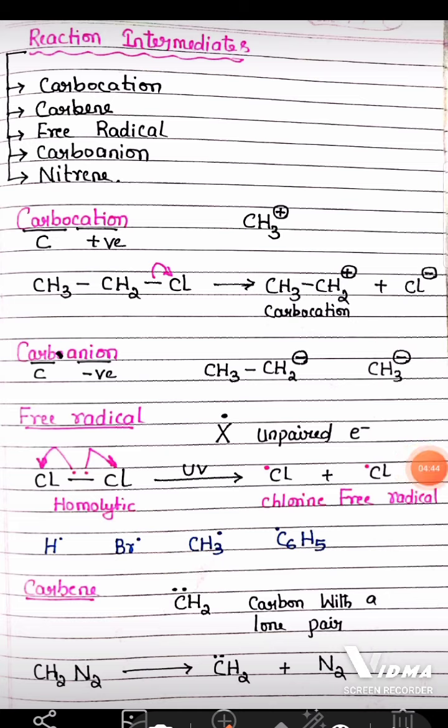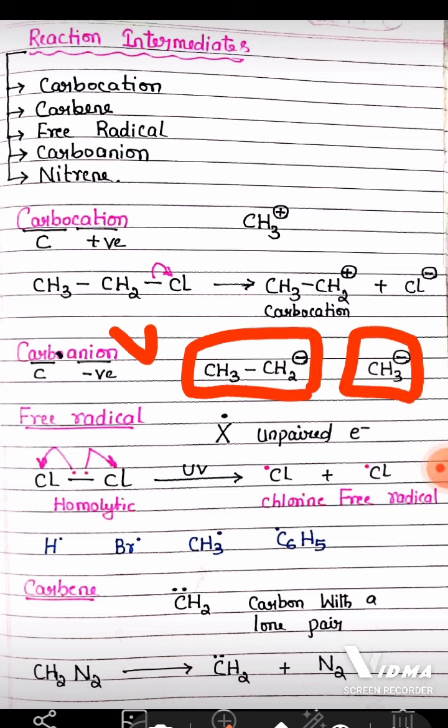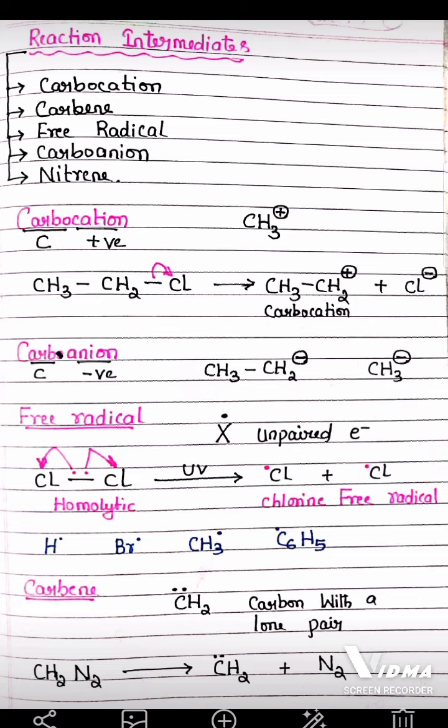By heterolytic fission of the bond, the carbon atom gets a positive charge because of electron deficiency and chlorine gets a negative charge. So as you can find a positive charge on the carbon atom, you can consider that a carbocation. Similarly, carbanion means a carbon atom having a negative charge. Here you can find there is a negative charge on the carbon atom, so that will be considered a carbanion.